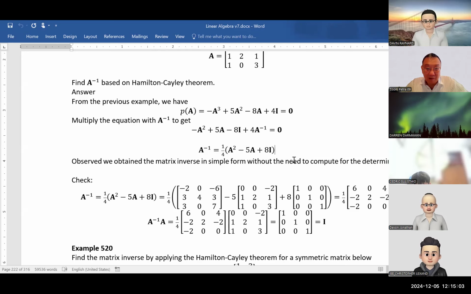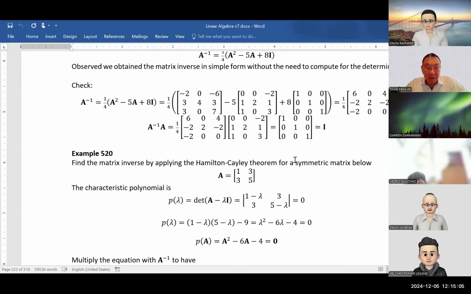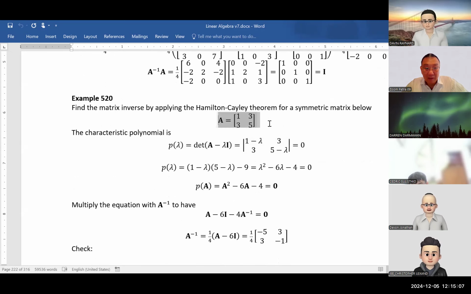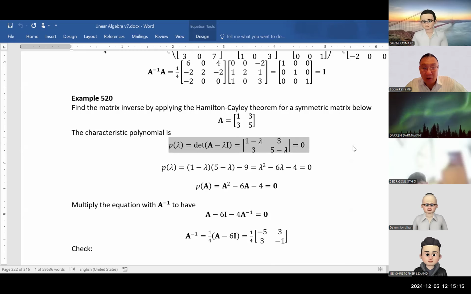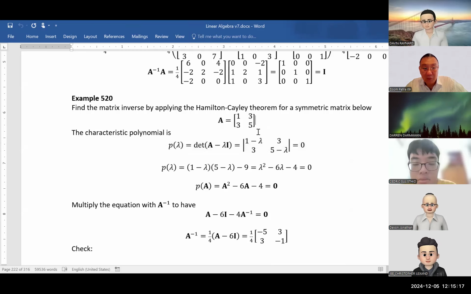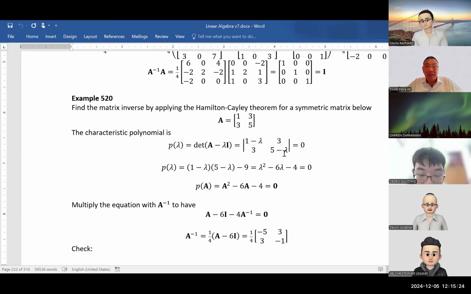Is this clear or not? Yeah, the same. This is an example. This is your A. This is simple because it is 2 by 2, right? So then you create the characteristic polynomial. How to do it? Minus lambda I in the diagonal. And then this is a determinant, so AD minus BC. So you get this characteristic polynomial, and then all the lambda you change into A.